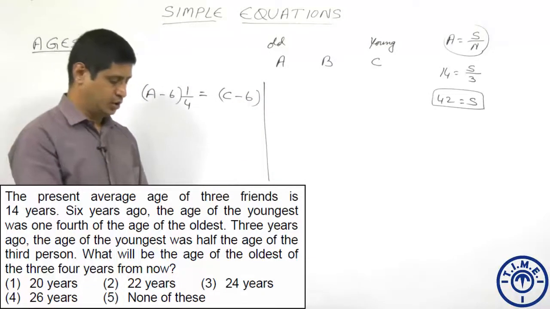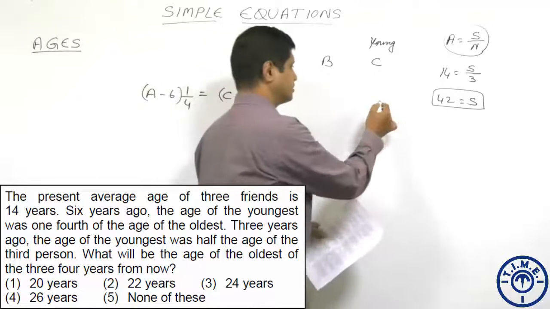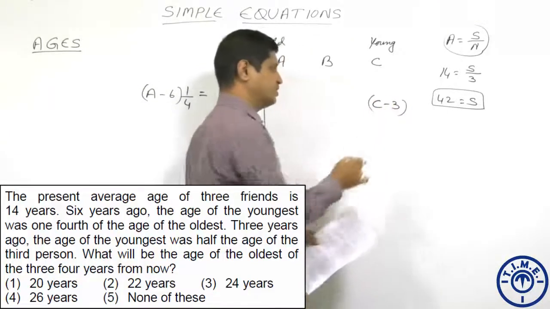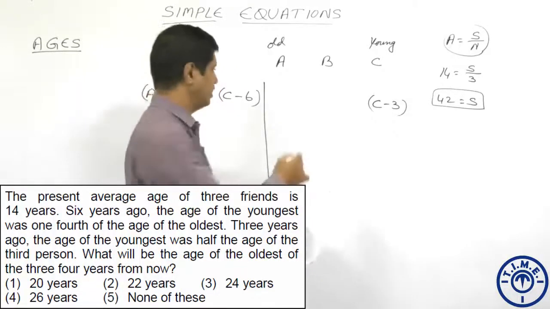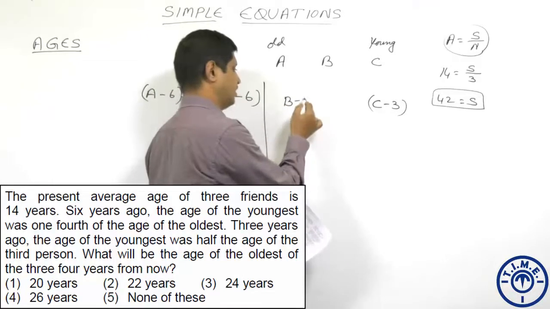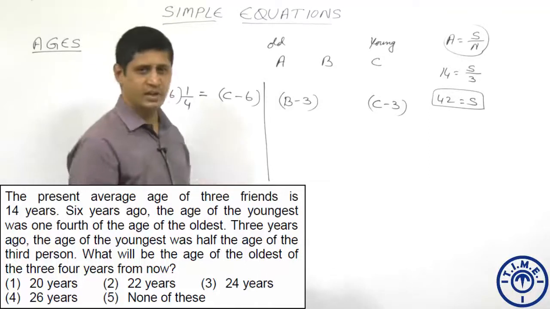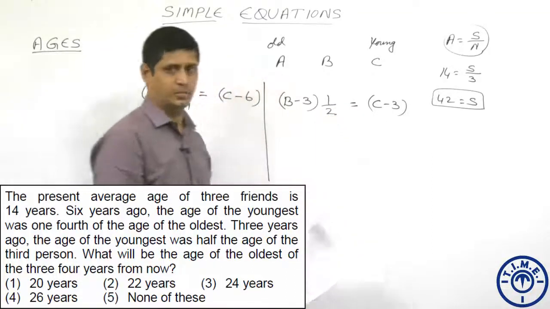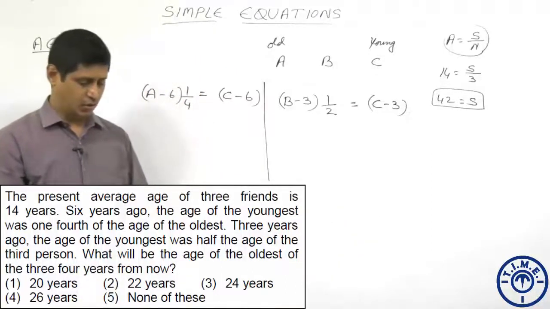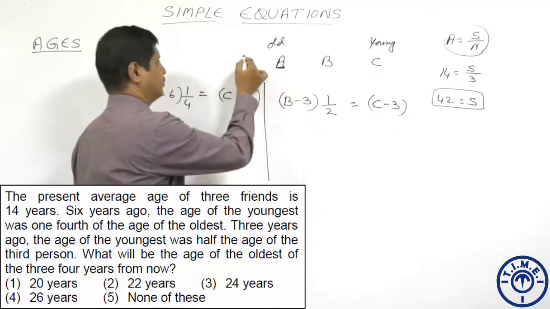What about condition 2? 3 years ago the age of the youngest was C minus 3, the youngest person is C. Now, the youngest person is half of the third person. 3 years ago the third person's age is B minus 3, the third person meaning the other person apart from the oldest and the youngest. Now, the value of C is half of the third person. This is the second condition. Now, what to find? The age of the oldest after 4 years, 4 years from now.